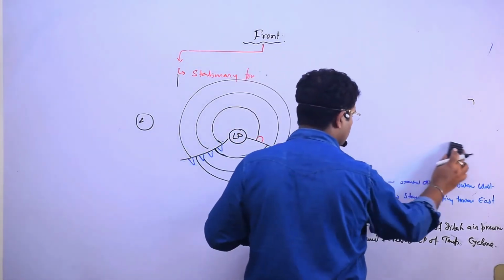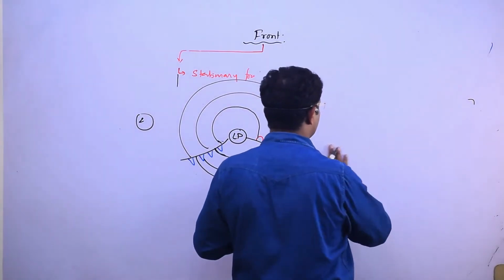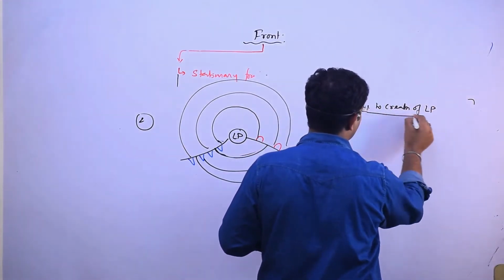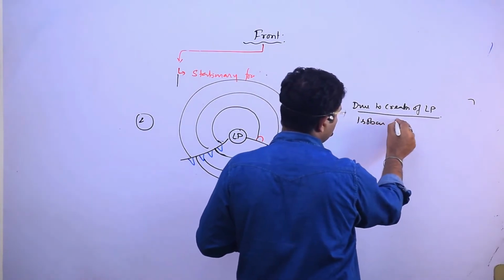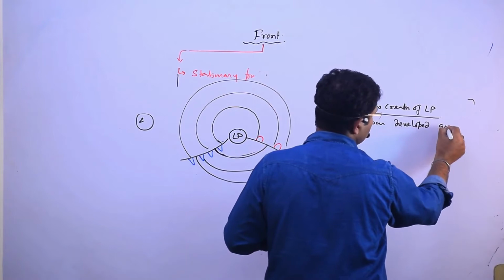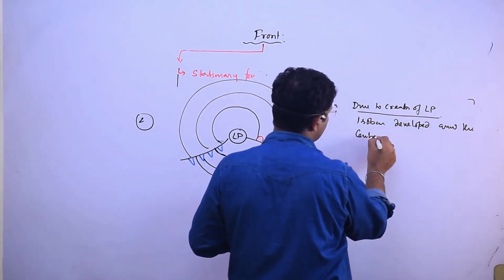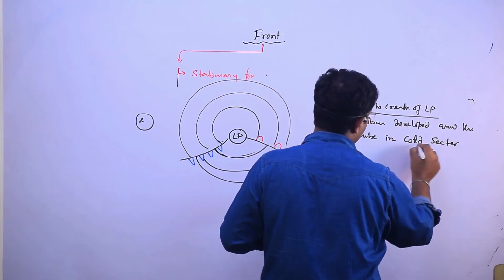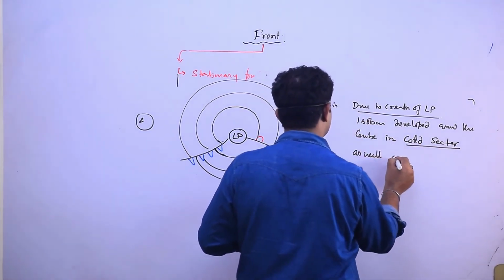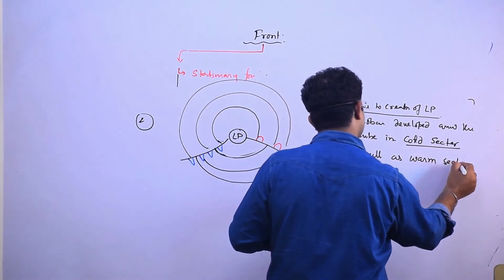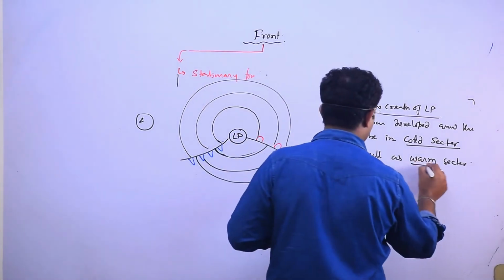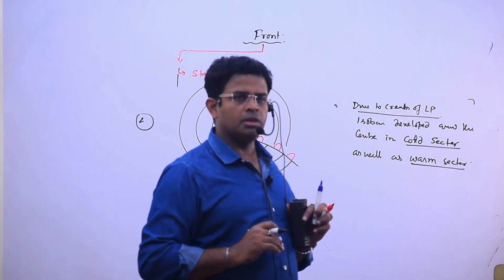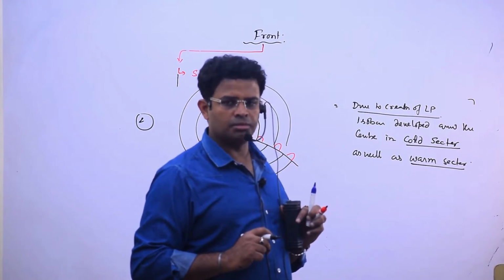Due to creation of low pressure, isobars developed around the center in cold sector as well as warm sector. Isobar has been created. If it is in a low pressure, it must be surrounded by high pressure. What is the meaning of low pressure? Surrounding region is high pressure.